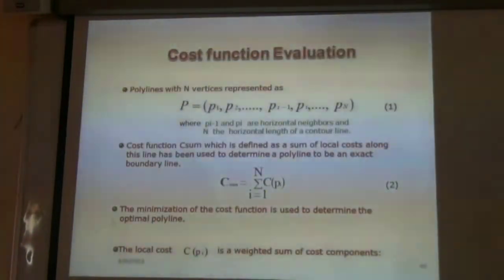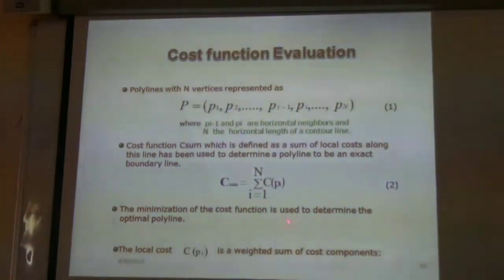Next. This is the cost function. So you know that polylines with n vertices are represented as P1, P2, P3 up to Pn, for each and every line, where Pi minus 1 and Pi are horizontal neighbors, and n represents the horizontal length of a contour line. That cost function, which is defined as a sum of local costs along this line, has been used to determine a polyline to be an exact boundary line. This is your cost function. Okay, it is the summation and averaging of all the cost function values in that polyline.